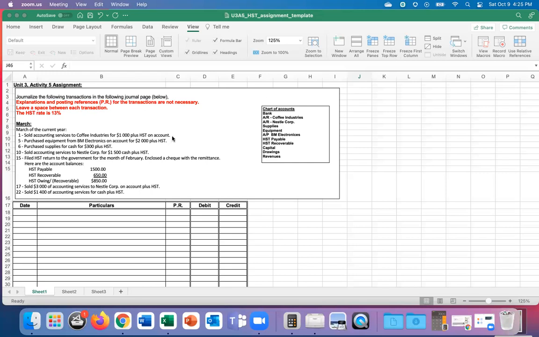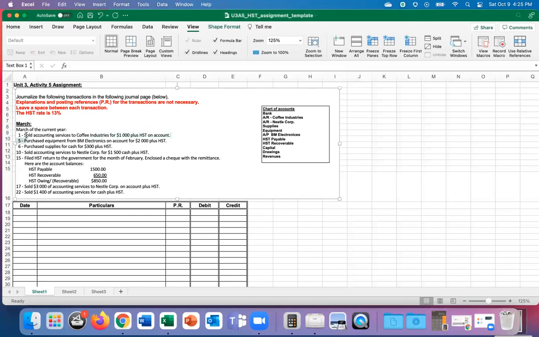So this very first one here, the March 1st, I've got it highlighted there. In this Excel template that we're looking at, you download this on D2L in the assignment section for Unit 3, Activity 5. You can download it there and it should open up in Excel for you. Then it has all this so you can fill it in yourself.